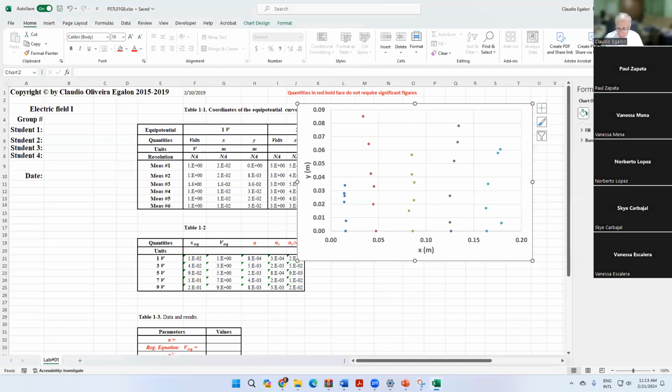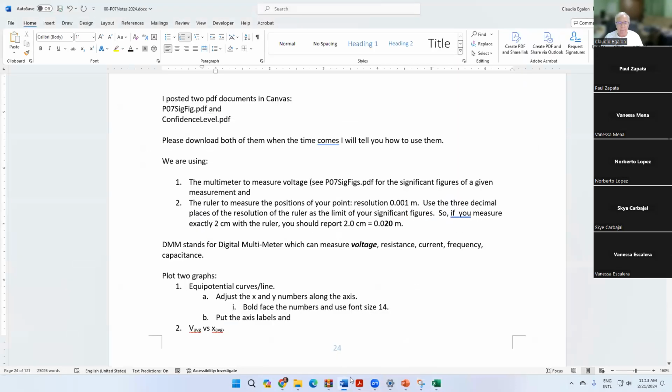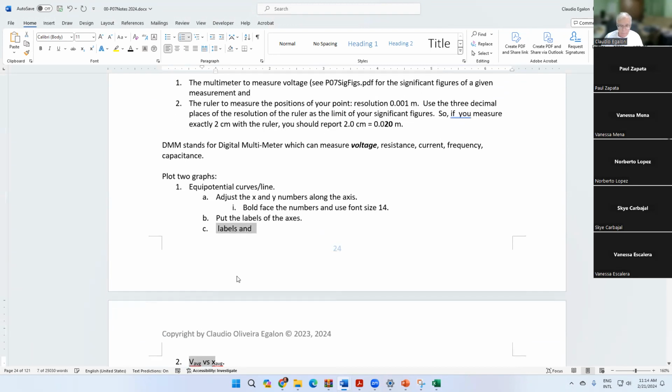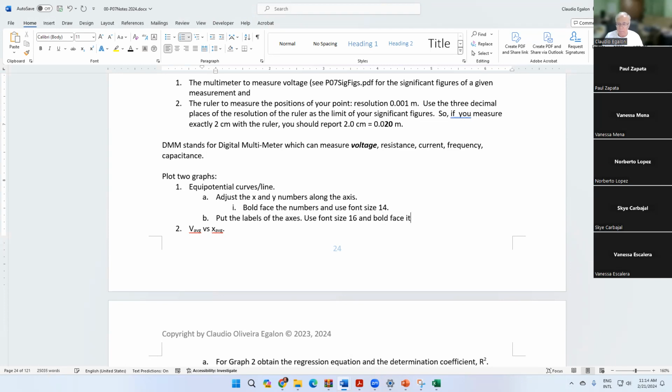Okay, so plot two graphs. There will be two graphs. We're first plotting this first graph here. Put the axis labels, the labels of the axis, right? Okay, like that. Use font size 16 and bold face it.